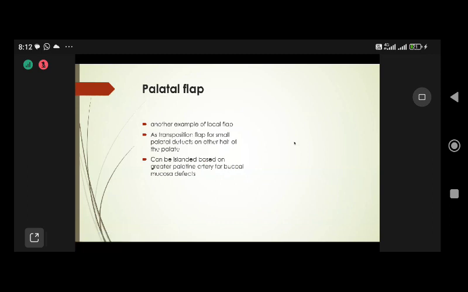It can be used as transposition flap for a small palatal defect on other half of the palate, and it can be islanded based on greater palatine artery for buccal mucosa defect.